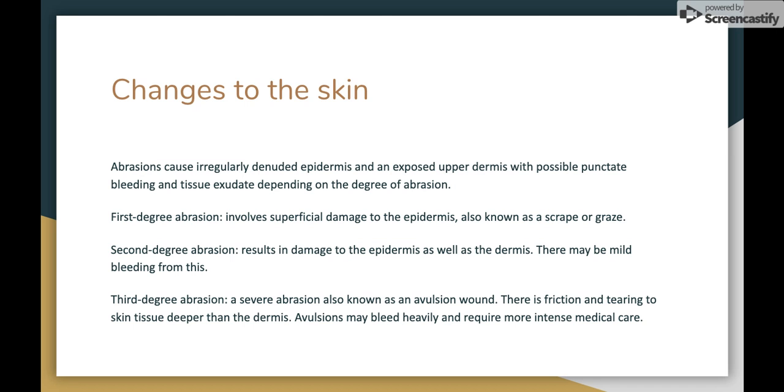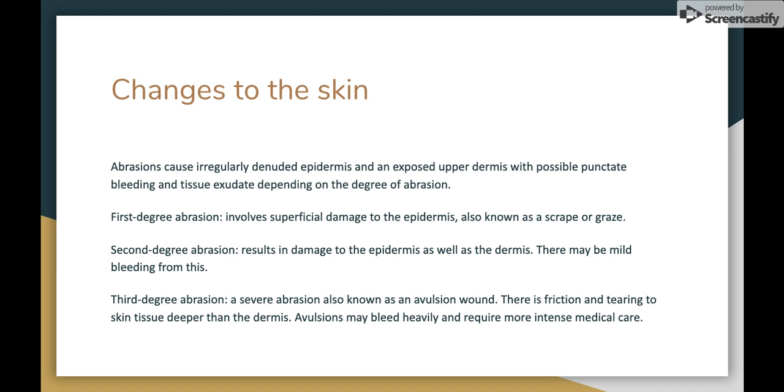In first-degree abrasions, superficial damage to the epidermis will happen, and this is also called a scrape or a graze. In second-degree abrasions, there will be damage to the epidermis as well as the dermis, and there can be possible bleeding from this.